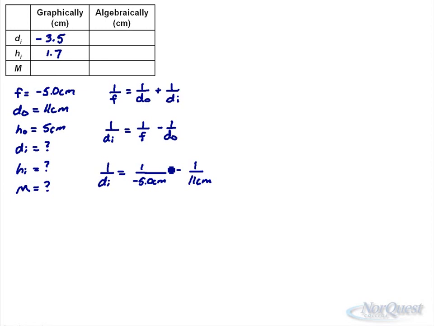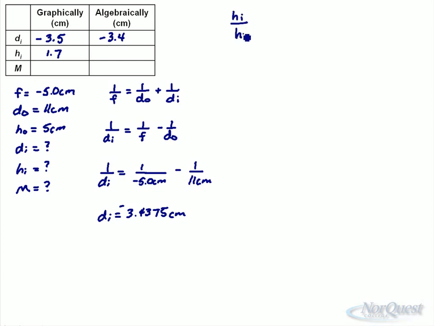Reciprocal that answer, and you should get distance of the image equal to 3.4375 centimeters. It should be negative because it's behind the mirror. It's a virtual image. So if we go to 3 significant digits, it's 3.4 centimeters. And again, back to our magnification formula.